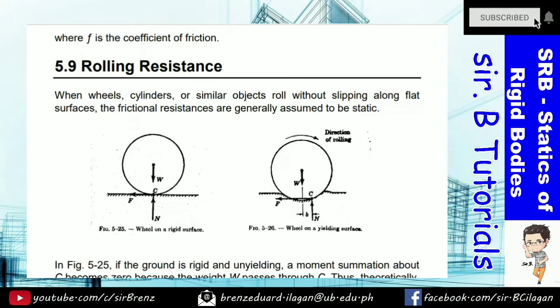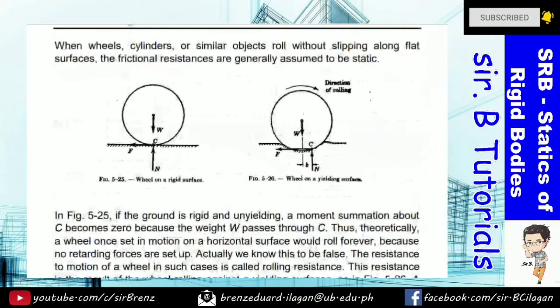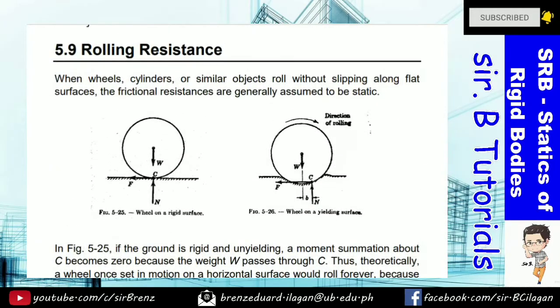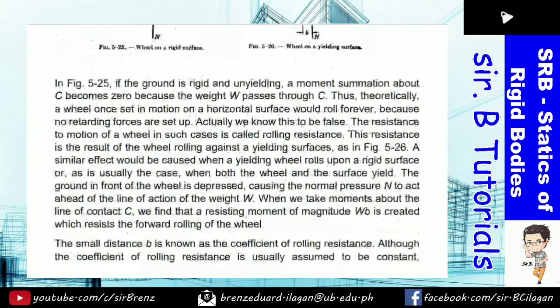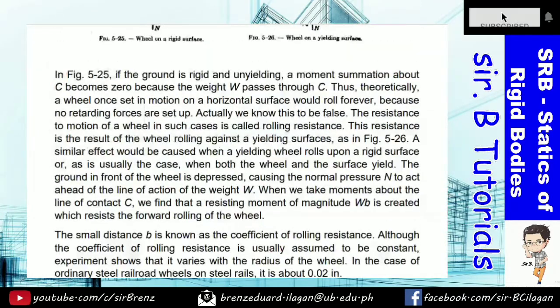And last topic will be the rolling resistance. So again, just read this topic. Hindi naman natin siya isasama, so aralin nyo na lang. And I think wala rin naman siyang example doon sa libro, just for the sake of the discussion. Okay guys, so para mas maunawaan yung mga topic na wedges and belt friction, magsasolve tayo ng mga problems dito.